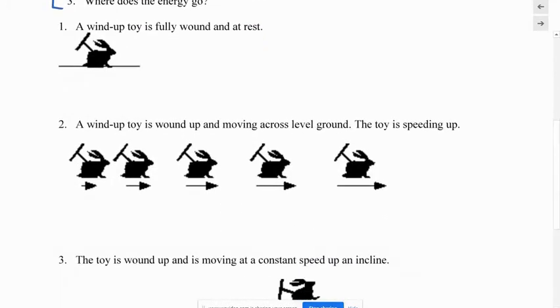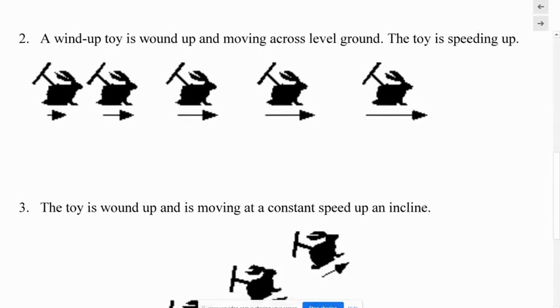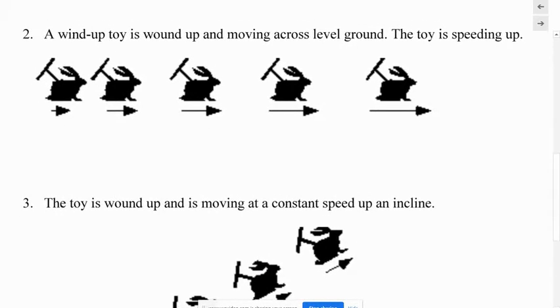So we're going to actually start by looking at number 2 together. In this problem, a wind-up toy is wound up and moving across level ground. The toy is speeding up. We can see that it's speeding up because it says so in the description, but also because of the arrows below the bunnies. At the beginning, we have a really short arrow. At the end, it gets much longer. So we know that the velocity is increasing.